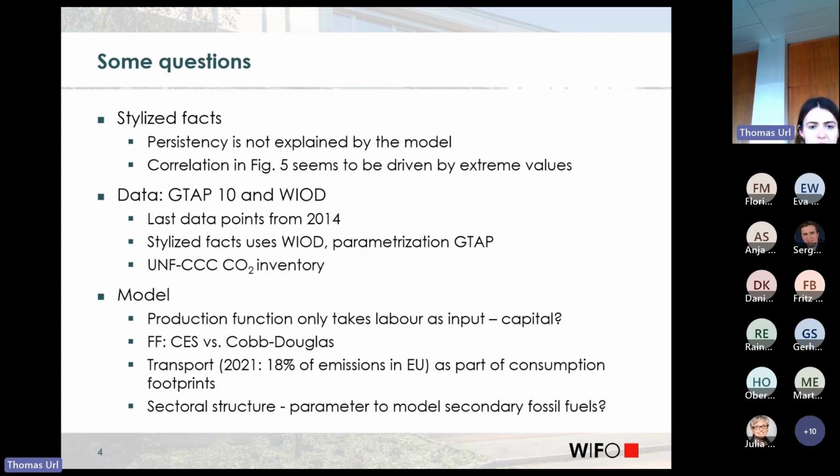Yes, and I think I misunderstood the last point I made about the sectoral structure, because with the Leontief production function, I got that mixed up. So you can disregard that one. Those were my comments. Thank you very much, and thanks for substituting on short notice. Our hero today.